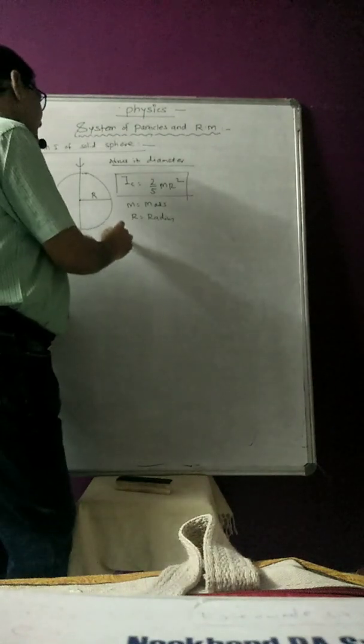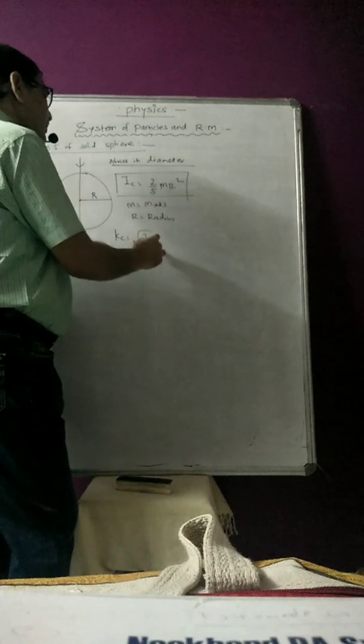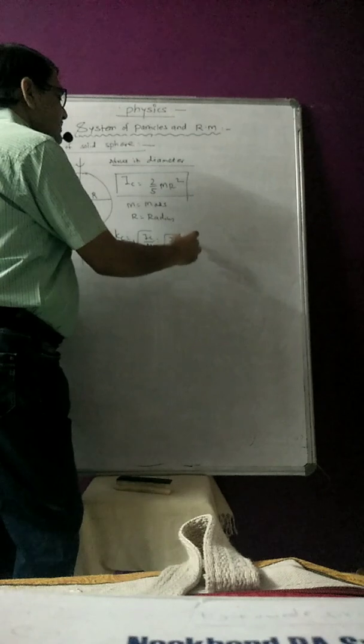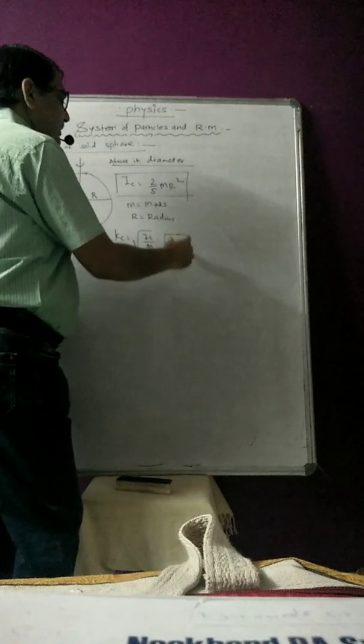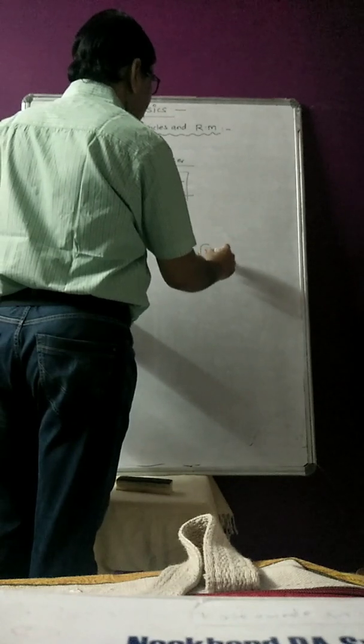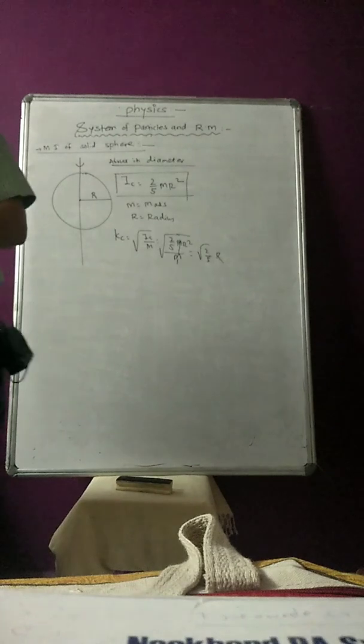If I want to find the radius of gyration, then K_C is equal to the square root of I_C upon M. So 2 by 5 MR squared upon M, the M will get cancelled. Therefore your answer will be the square root of 2 by 5 into R. So that is about its diameter, and that we have calculated.